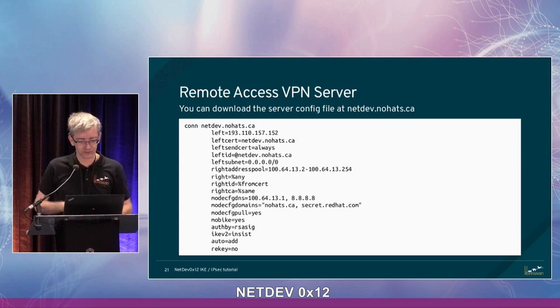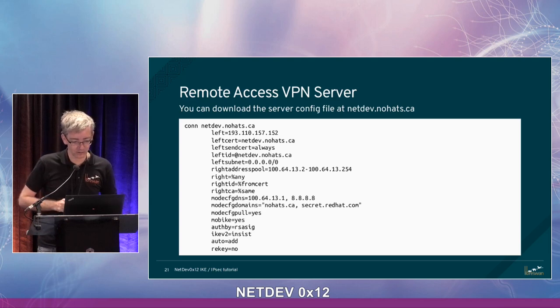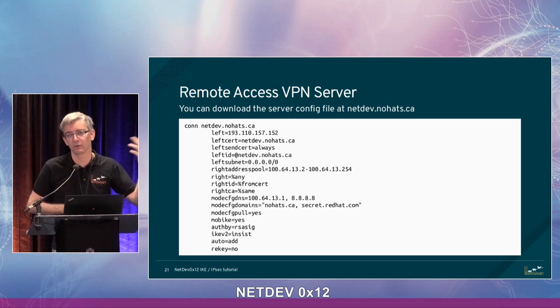Just for the curious, this is the server side version of that same connection. You'll see in this case I use left for the server side, the subnet is 0/0. The right is an address pool, so there's an address pool where we pull IP addresses from, and we send two name servers and we send two domains, and we use MOBIKE as well. You can see that it says auto=add because we cannot initiate, right? We don't know where your roaming devices are, so we'll just wait for them to connect to us. And rekey=no means also because we don't want to initiate to other IP addresses where the client might no longer be. We say rekey is no, it's up to the client to say, yeah, I'm still here, I want to renew my tunnel.